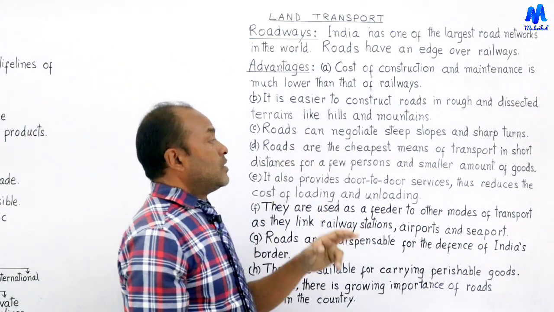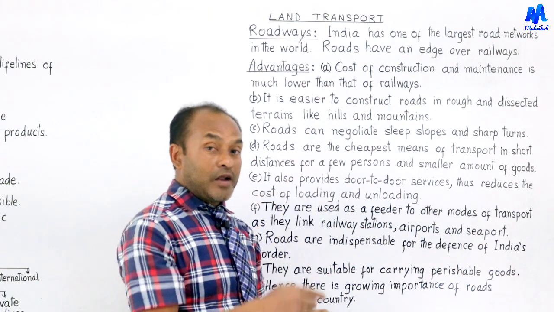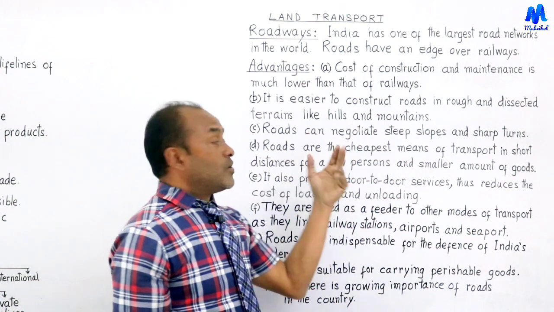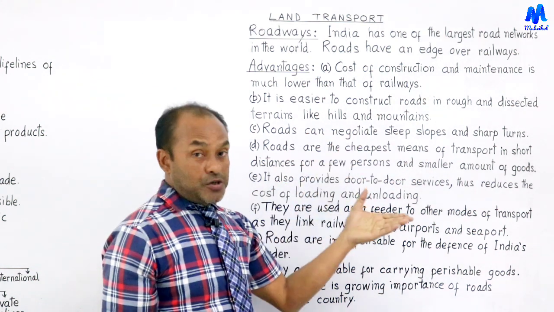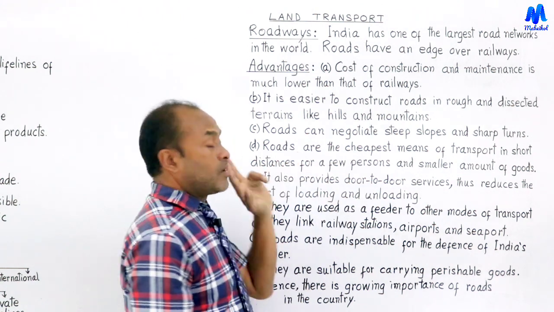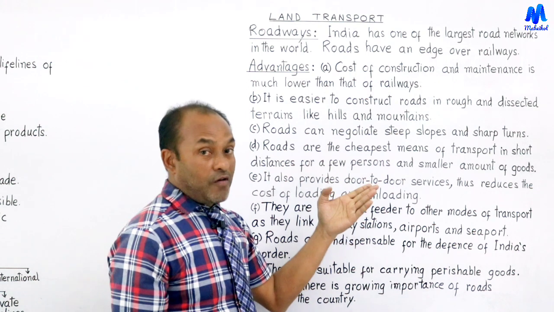Okay, so when we are going to turn, U-turn, L-turn, like that, in that type of turns also, roads are very advantageous than that of railways. Okay, and in number D, we're going to talk about the cheap rates of roadways.